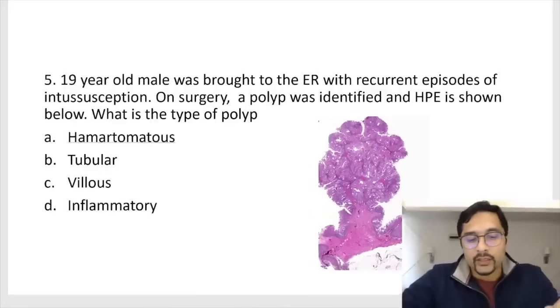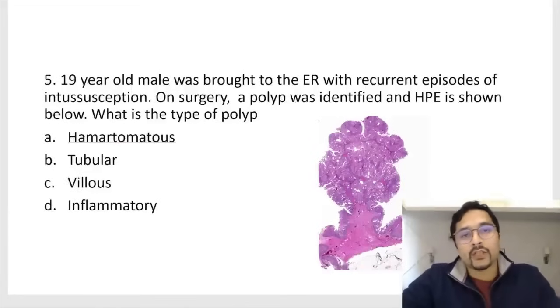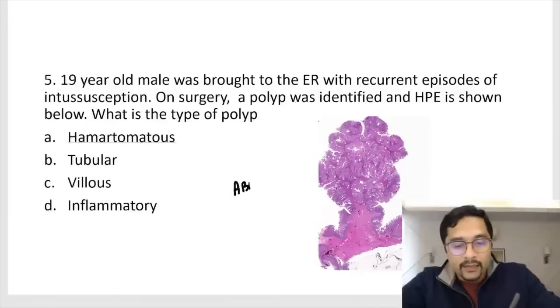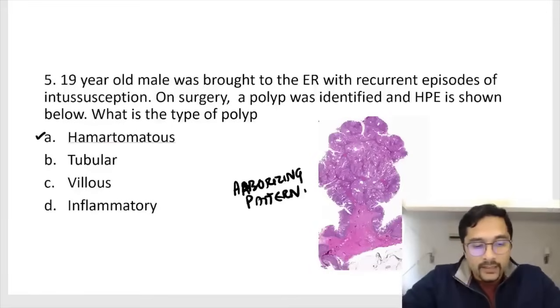Another very important question, 19-year-old male came to the ER with recurrent episodes of intussusception. On surgery, we can see a polyp. The histopathology of the polyp is shown below. You can see it has an arborizing pattern. It is like a tree. Arborizing pattern is there. Okay. Like a tree. So this is a hamartomatous polyp.